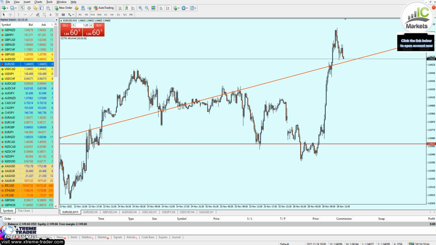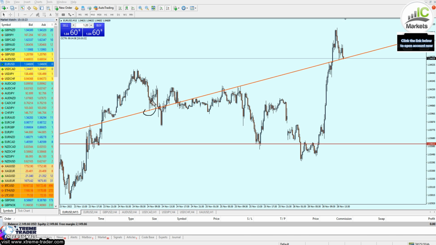Keep dragging it. Perfect. Check this out, guys. We are having here a support trend line which became a resistance trend line, and the market has already respected that level as a support trend line. This was the support trend line number 1.